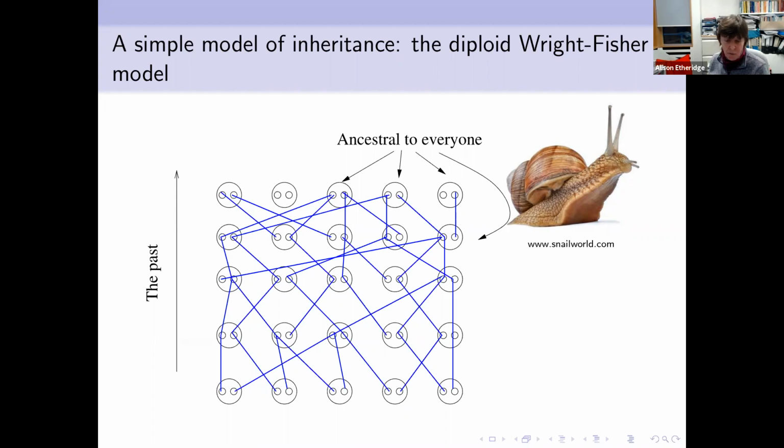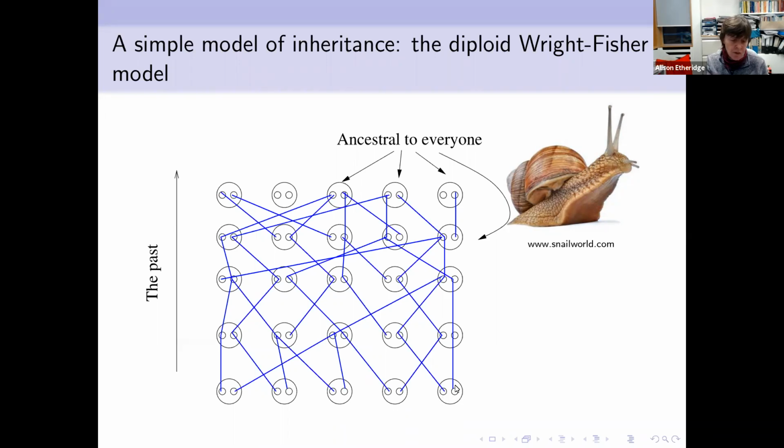So there's a nice picture of a snail to remind you of that there. And in the simplest possible model of inheritance in this diploid world, in which everybody carries two copies of each gene, the population size is held constant, exactly as it was in our original haploid Wright-Fisher model that we've talked about before.